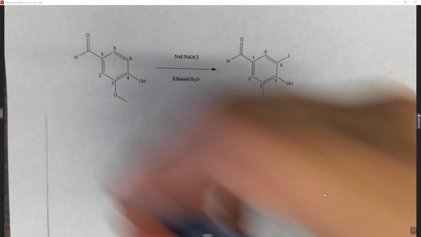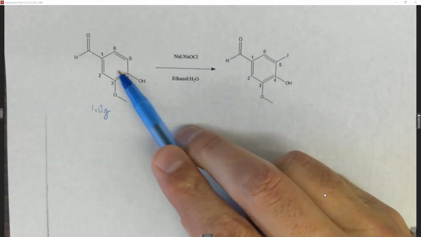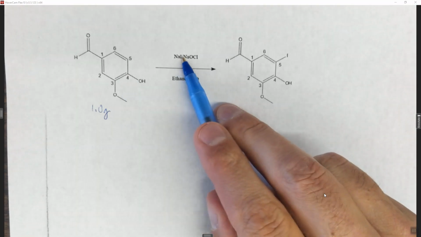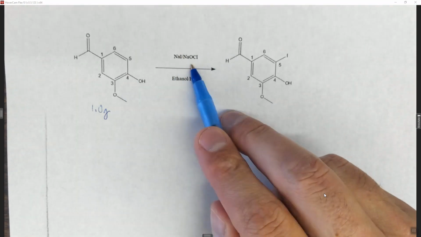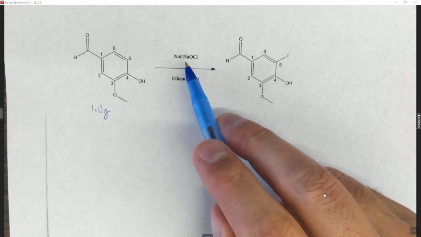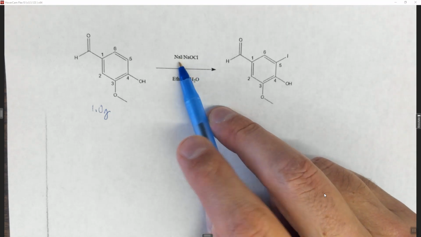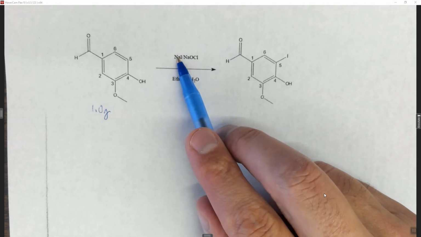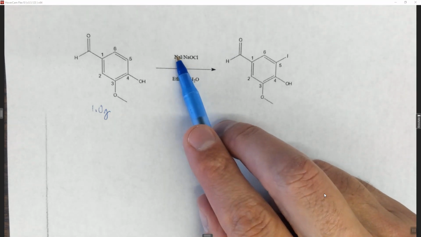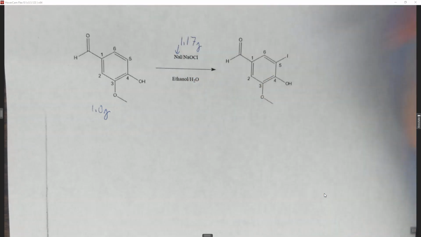The first thing is we're starting with 1 gram of the vanillin compound. We're going to use sodium iodide as a source of I minus, and then we're going to add this compound, which is bleach, and that bleach is going to turn this iodide I minus into actually I2 and then I plus. So that's basically what we're going to do in this case. And we're going to add 1.17 grams of this.